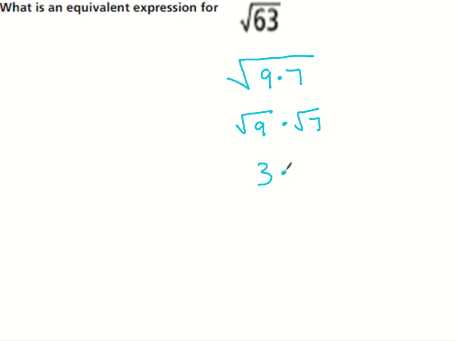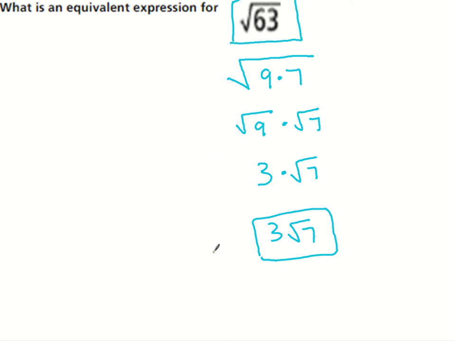So my final answer is 3 times the square root of 7, and the way we write that is just 3 root 7, because we don't have to write the multiplication symbol in between. We can attach it just like a variable. So this is equivalent to this. We call this the simplified version. We're taking out perfect squares and then simplifying it.